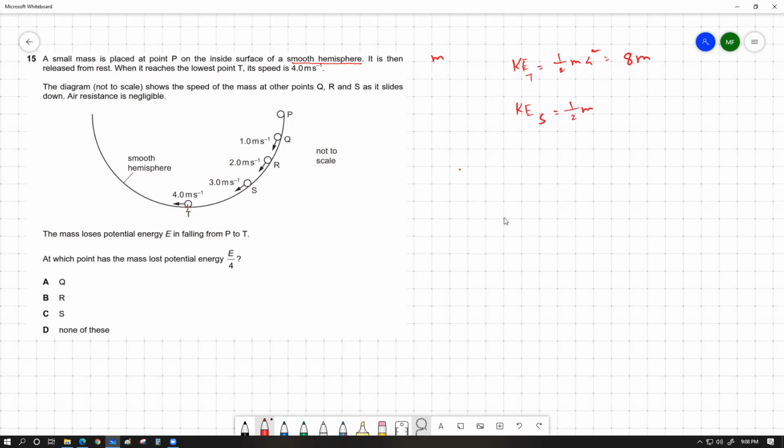কাইনেটিক এনার্জি এট s কত আসবে? হাফ m 3 স্কয়ার, তার মানে হচ্ছে 9/2m। কাইনেটিক এনার্জি এট r কত আসবে? হাফ m 2 স্কয়ার, মানে হচ্ছে 2m, কাইনেটিক এনার্জি এট q আসবে হাফ m 1 স্কয়ার মানে হচ্ছে m/2। এই হিসাবটা কি বুঝছো সবাই?